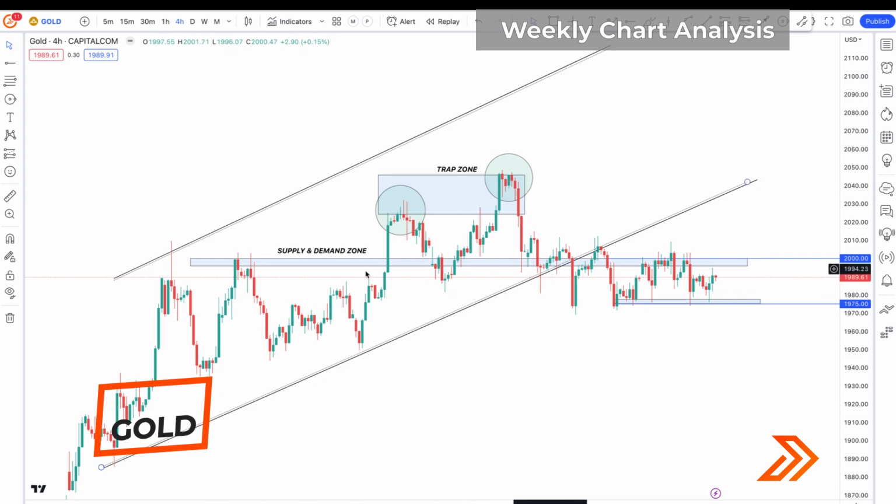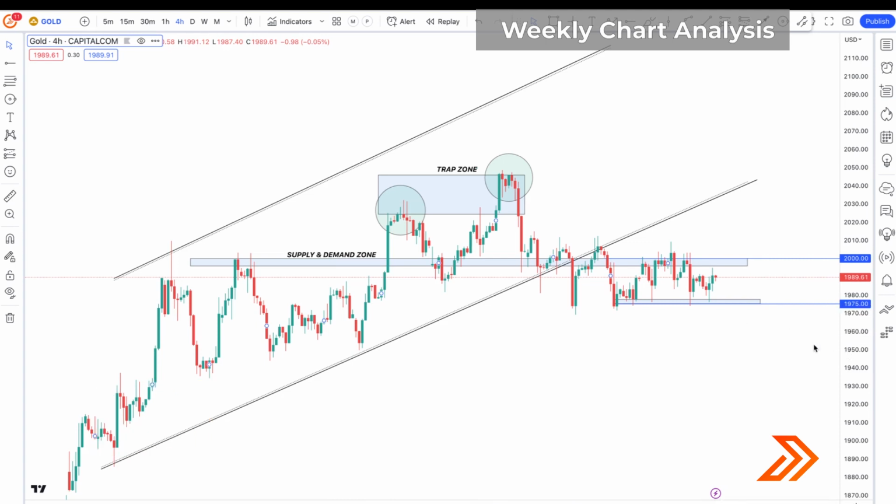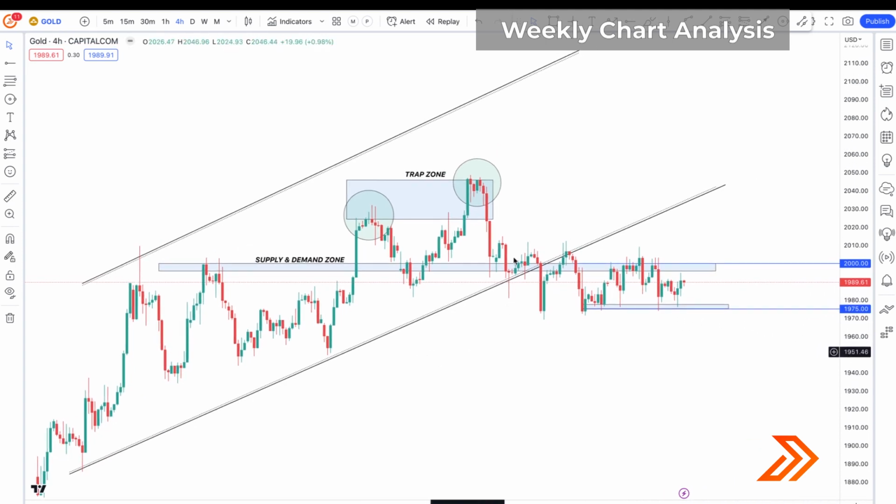And then if you notice, we have the supply and demand zone here at this zone, and just pay attention to the 2000 resistance price level and the 1975 support price level. And if you notice what happened here, we noticed a break of this supply and demand zone and this support channel. We had this huge candle here that broke this channel and this supply and demand zone.